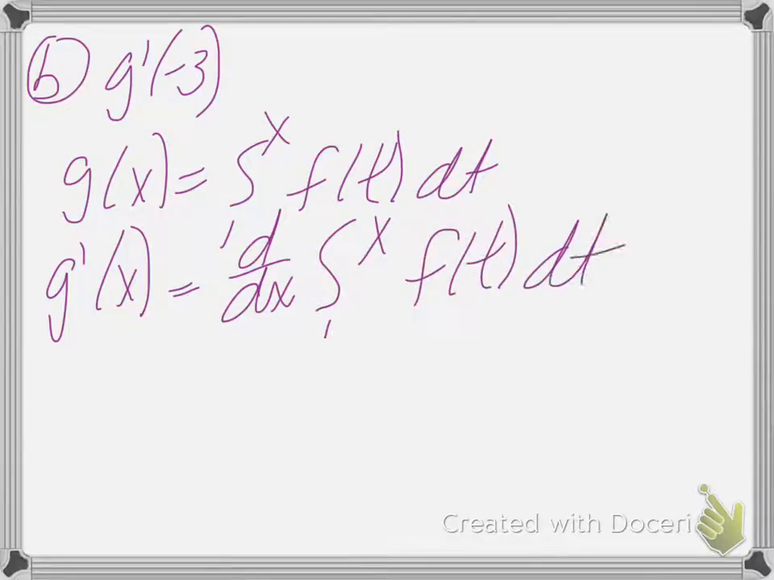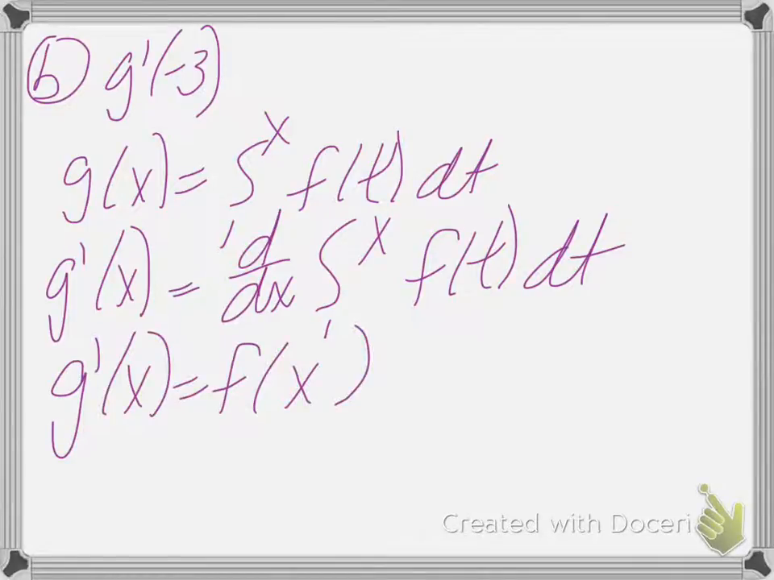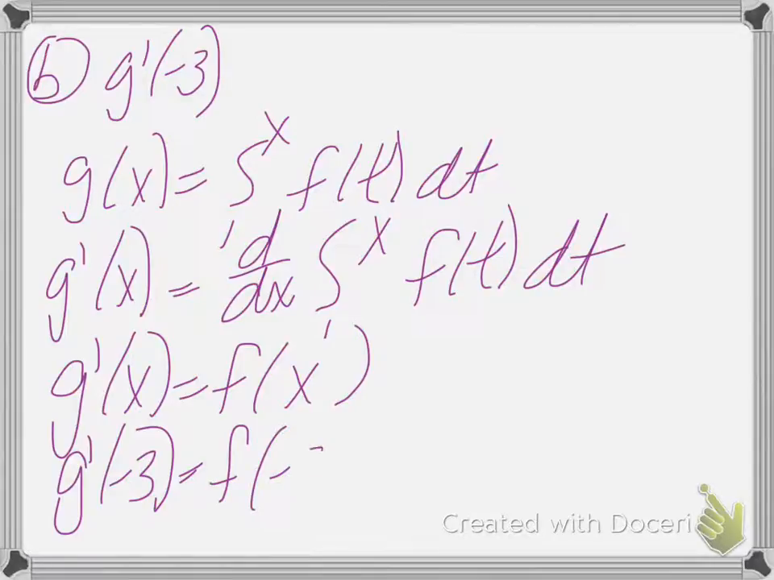So this is the second fundamental theorem of calculus, so that means that this just becomes that. So we're looking for g prime of negative 3. So we're looking for f of negative 3. So the picture that they gave you is of f, so just look for when x is negative 3, what is y, and the answer is 2.